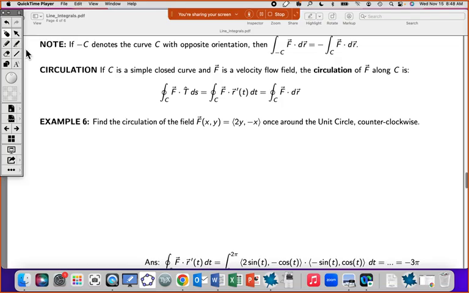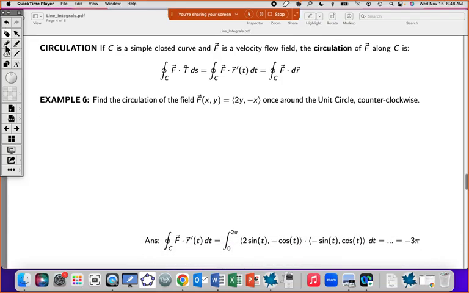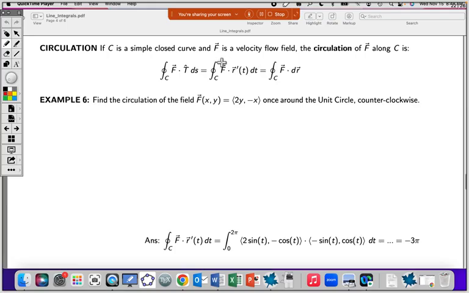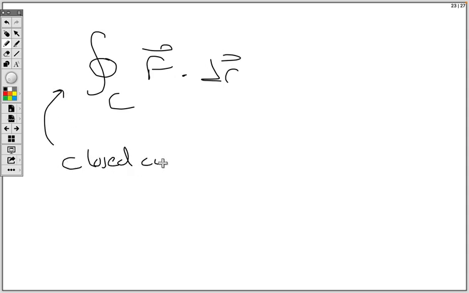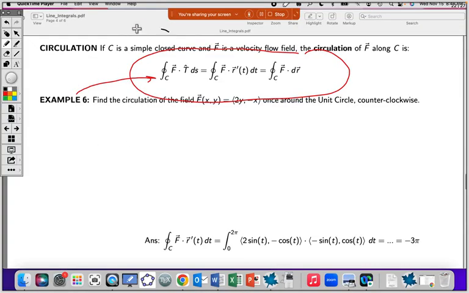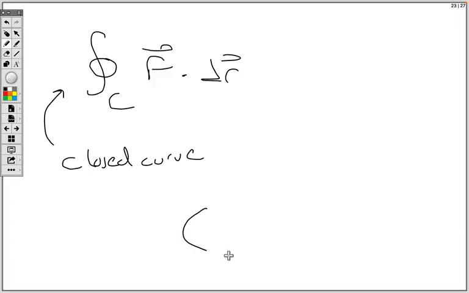All right. A related quantity to work is circulation. If you have a simple closed curve and your field F is a velocity flow field, then the circulation of F along C is given this way. Now you notice there's that little circle there. That circle there indicates that you have a closed curve. And we're going to stick to simple closed curves. So these are closed curves that do not intersect themselves. I think, Zoran, you might have asked about this yesterday. So here we're specifying a simple closed curve.